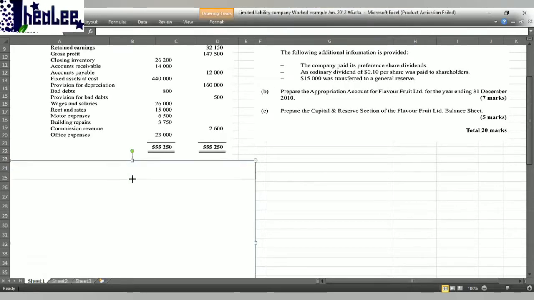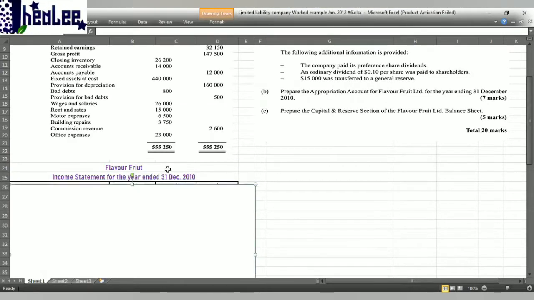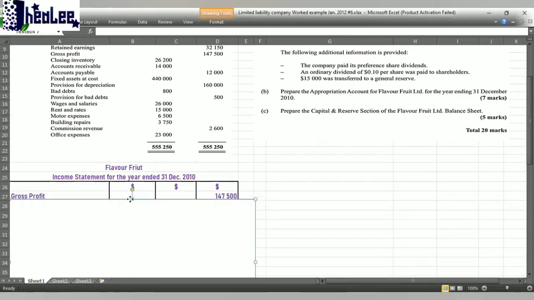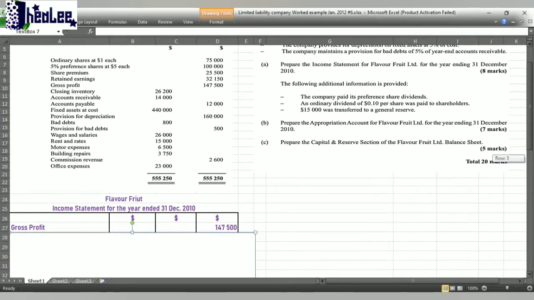So we have the heading, which is Flavor Fruit income statement for the year ended 31st of December 2010. Your heading is very important. And we begin with gross profit. Based on the question, our gross profit is 147,500. That is what is entered there. So that's the gross profit.